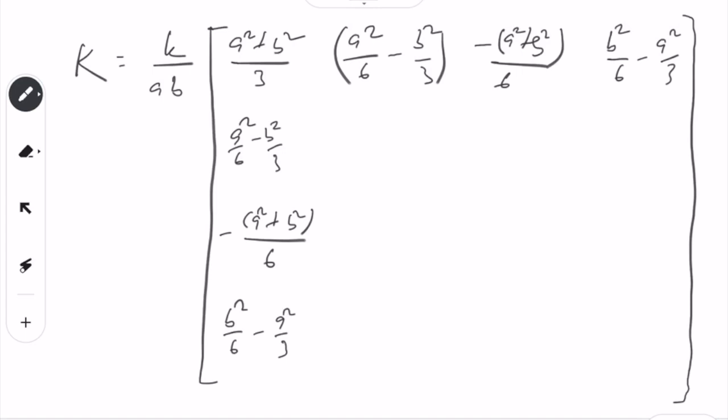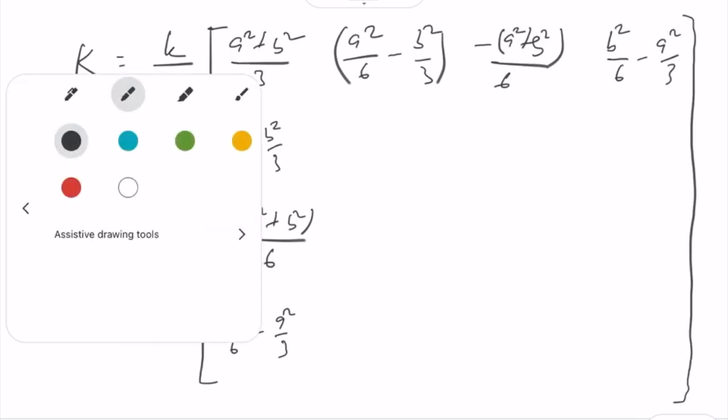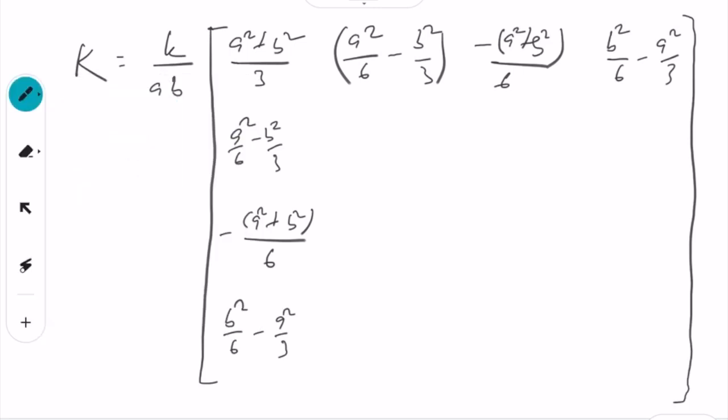Then next is 2 2. So okay, 2 2 will be, so let's write in a different color now. 2 2 will be the same value as 1 1 here, so this will be (a square plus b square) over 3. This will have the same value here, this is also the same value.